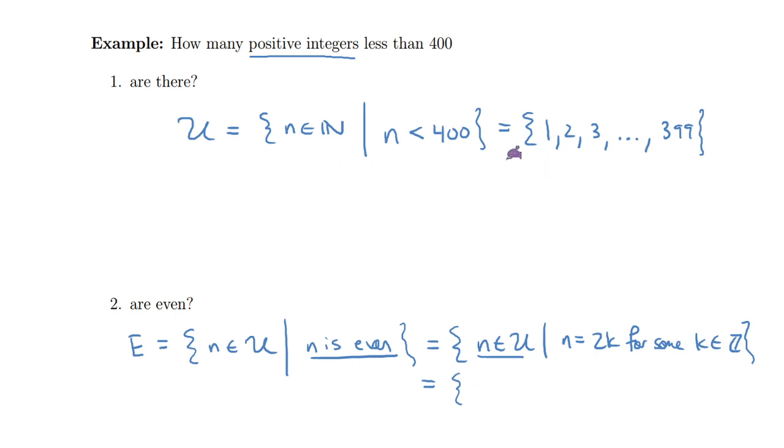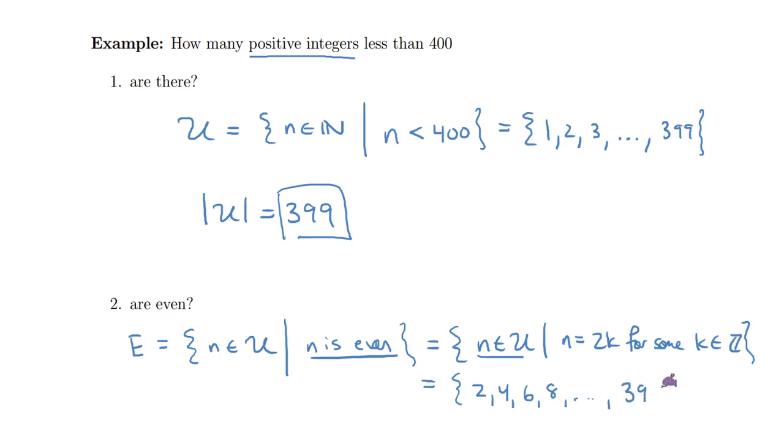So first of all, we actually just wrote the sets, but we didn't answer how many there are. How big was this actual universe? That is 399. You could see them listed here, 1, 2, 3, all the way up to 399. So there's a total of 399 of them in that set. What about the evens? If I list this out, I'll have 2, 4, 6, 8, and so on, all the way up to 398.